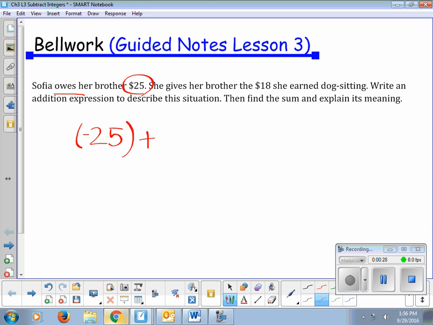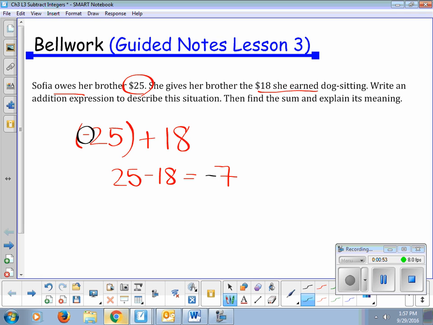And then we're adding, if she earned $18, is that a positive or negative 18? Positive. So we are now going to add these two numbers. Do we have the same sign or different signs? Different signs, which means we're actually going to subtract. What is 25 minus 18? 7. Take the sign of our bigger number, which was negative.